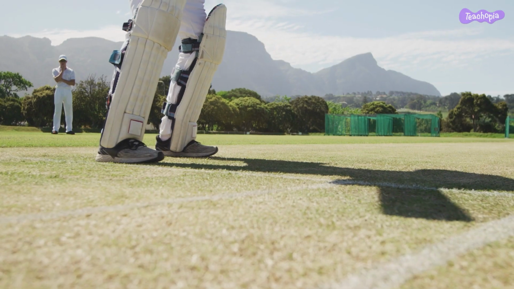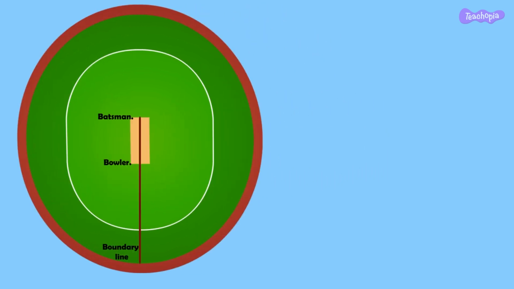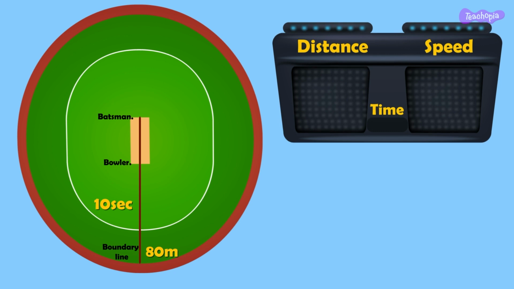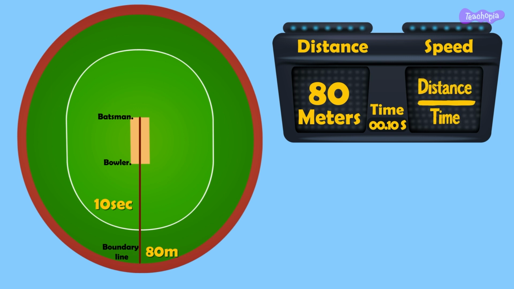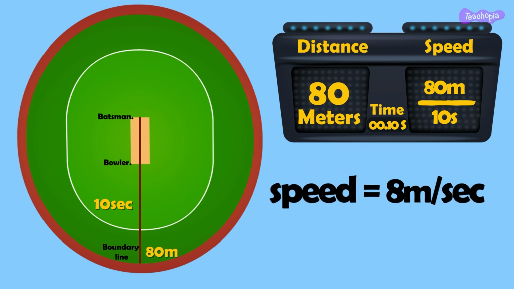When the batsman hits the ball to the boundary, the total distance travelled by the ball is 80 meters, in time 10 seconds. Now, how do we calculate the speed of the cricket ball? The speed of the ball is measured by calculating the distance covered by the ball and the time it took to cover that distance. The speed of the ball is therefore 80 meters divided by 10 seconds. That is 8 meters per second.